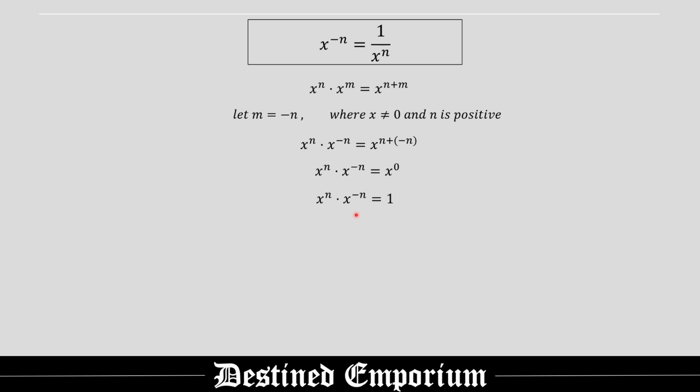So once you have reached this point, what you are going to need to do is cancel x to the power of n on both sides of this equation. On the left hand side, it is going to cancel out, and what you are going to be left with is x to the power of negative n is equal to 1 divided by x to the power of n. Therefore, we have basically proved the negative exponent rule.